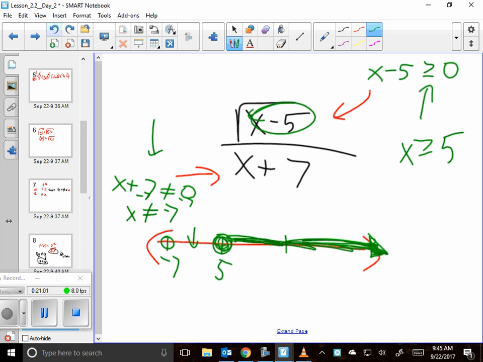And how do you tell if it doesn't work? If you get a 0 on the bottom, that's a problem. If you get a negative under a square root, that's a problem. All right, let's do one more.